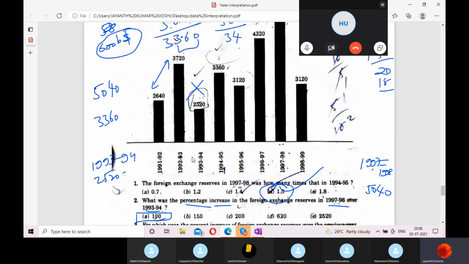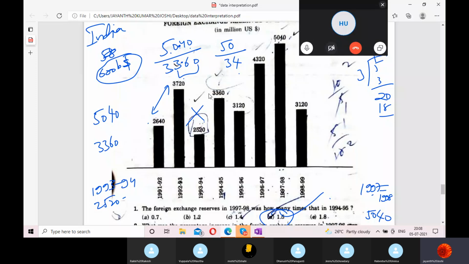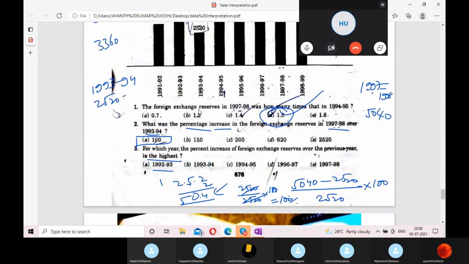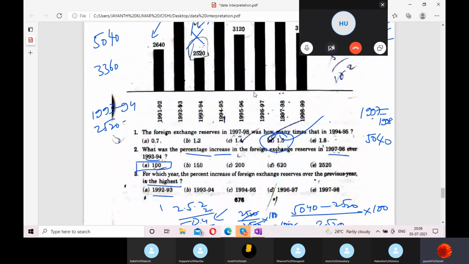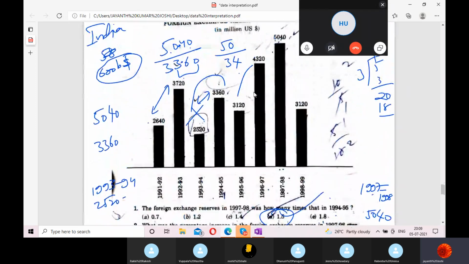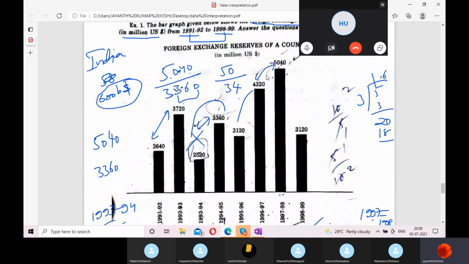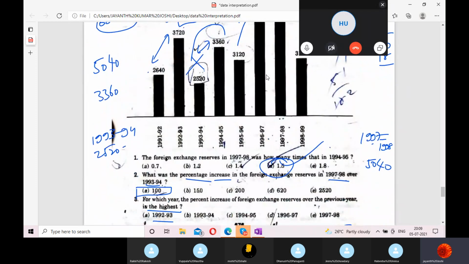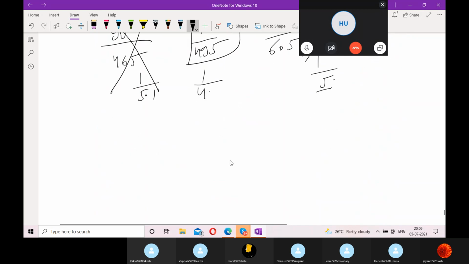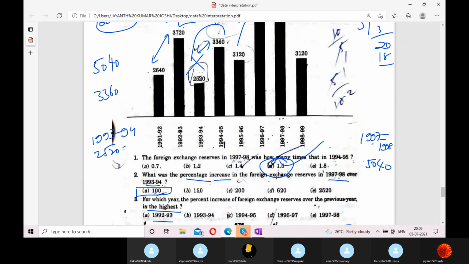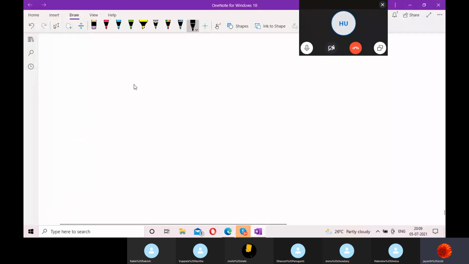Point number 3, 94-95. We should compare these two years, increasing or decreasing. 96-97, this year we should compare. I will tell you an easy way, don't worry. 97-98, this to this year. So they are asking in which year the increase was the highest. So let us do one thing. Let us write the figures here: 2640 and 3720.